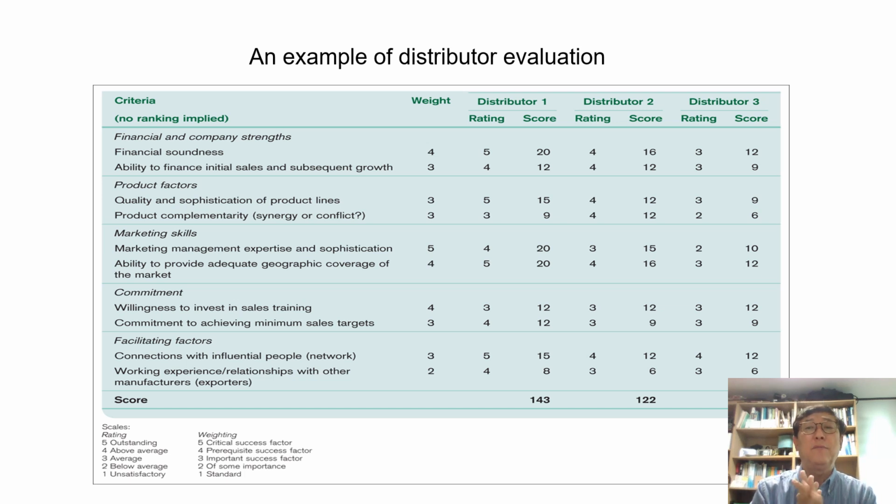So when you go to a new market and you have some candidates, like three candidates, you can make this decision matrix to evaluate and score, and then choose the company with the highest score as your distributor. So this is the point.